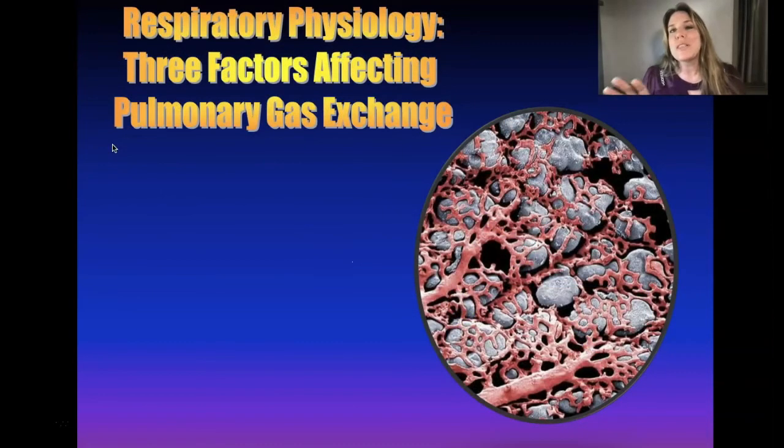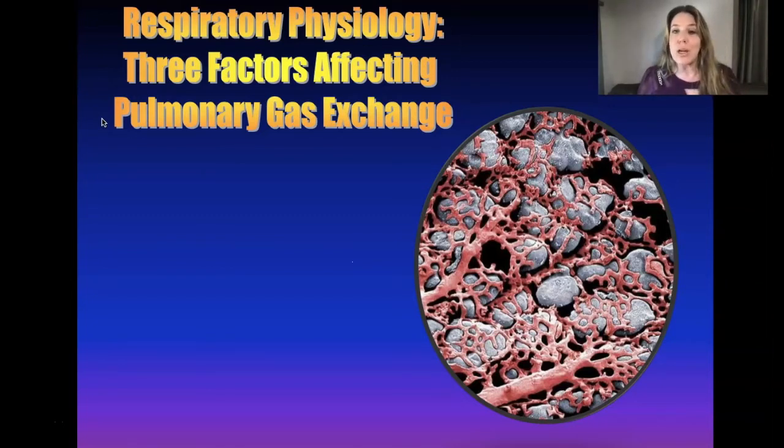Just like there were several factors that could affect pulmonary ventilation, there are 3 factors that can affect pulmonary gas exchange. Number 1, pulmonary gas exchange is going to be affected by the thickness of the respiratory membrane. 2, pulmonary gas exchange is going to be influenced by the surface area of the respiratory membrane. And 3, pulmonary gas exchange is going to be affected by how we get a matching between the flow of air and the flow of blood.